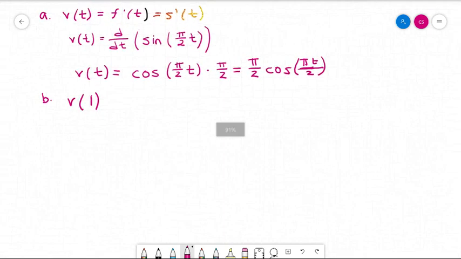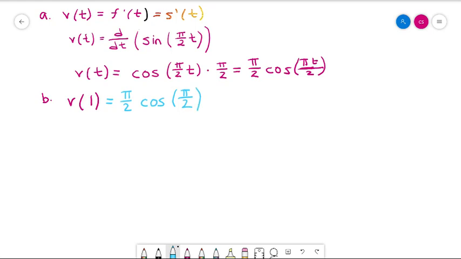Okay, so v sub 1, I'll switch colors so you can see the difference. It's going to be equal to cosine. Let me rewrite that. I was looking at the function above, but it's the one all the way over here. It's going to be pi over 2 times cosine of pi over 2, and then t is 1. So it's just pi over 2 times 1. Okay, so what's the velocity after 1 second? Well, cosine of pi over 2 is 0. So the velocity is 0.